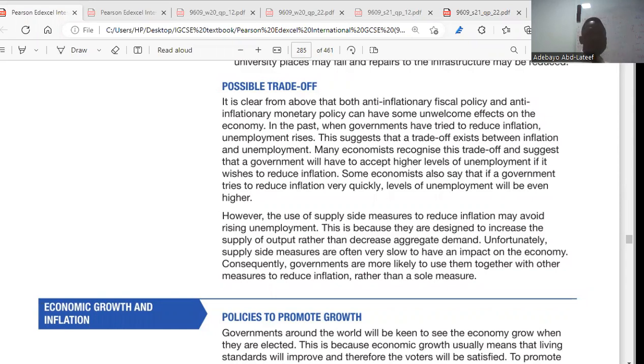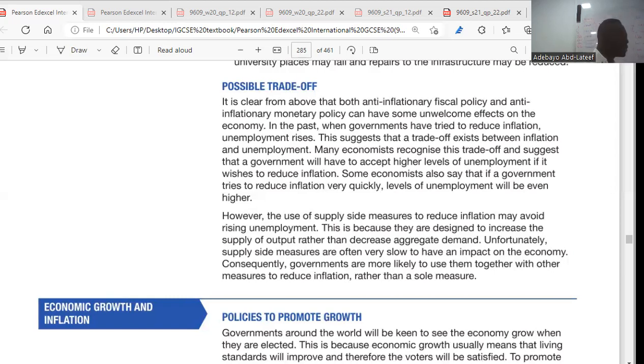Unfortunately, supply side measures are often very slow to have an impact on the economy. Consequently, governments are more likely to use them together with other measures to reduce inflation rather than a sole measure. The problem about supply side policy, for example, education and training: the benefit of education doesn't come in a very short period of time. It takes a bit of time before it comes, yes or no? But there's nothing government wants to do more than to use education and training to increase output. Do you get the point we're making here? So using supply side policy does not give quicker results.